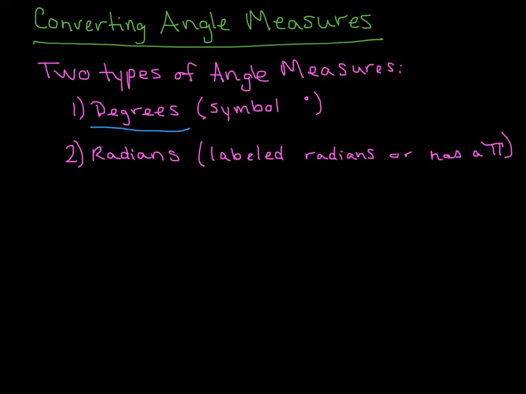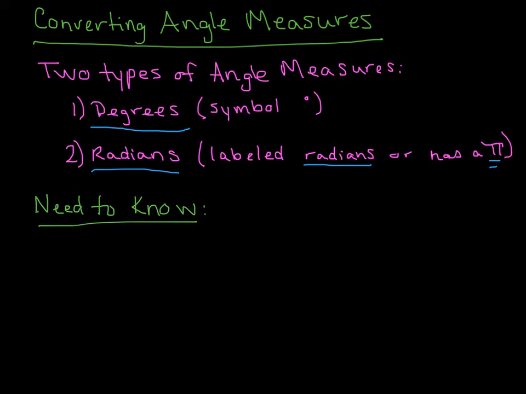Radians is an angle measure that is something different that you haven't really talked about. And it talks about things in terms of pi. It's parts of the circle. So it's either going to be labeled in radians if it's just a number and it will state that it's a radian measure, or it's going to have a pi in it. So those are the two types of angle measures that we're going to talk about.